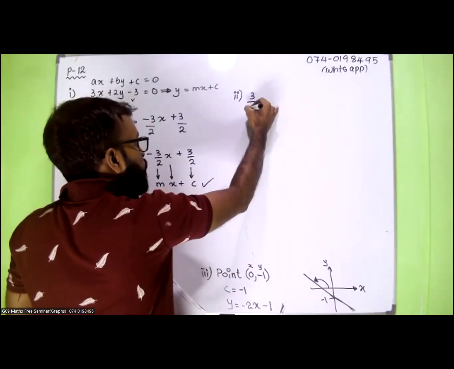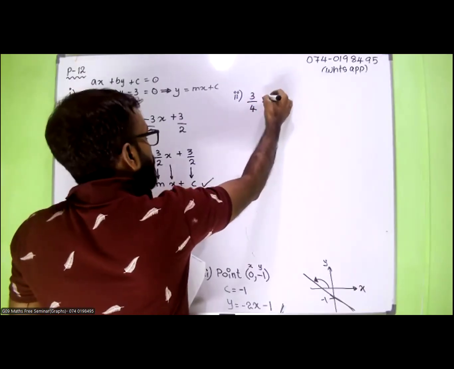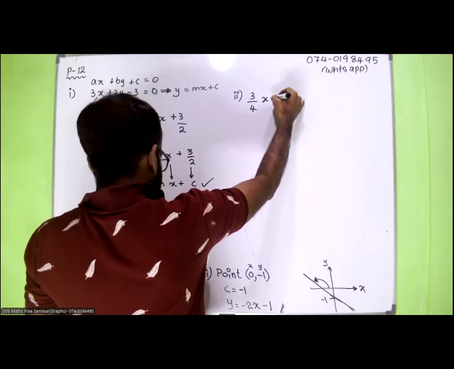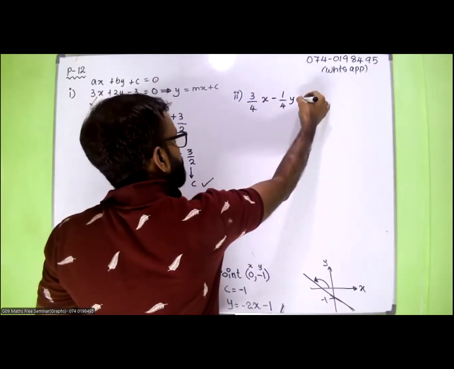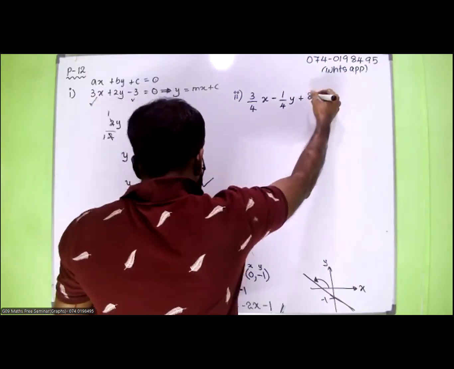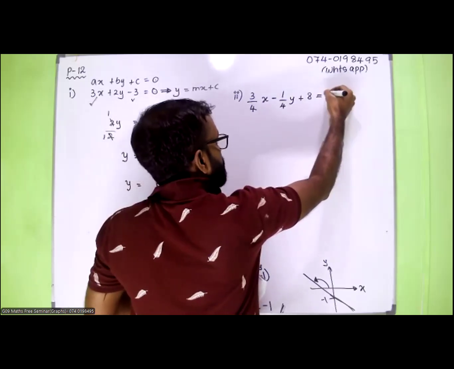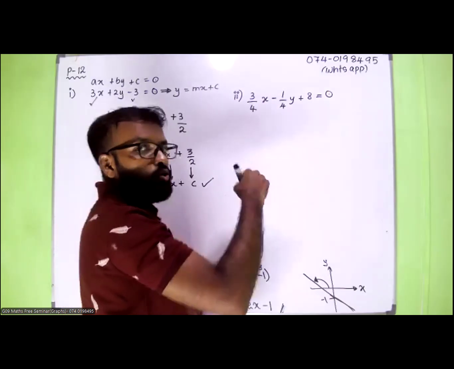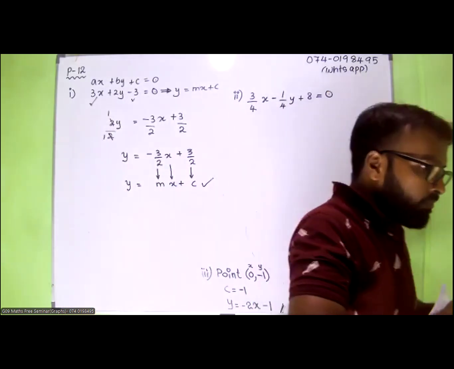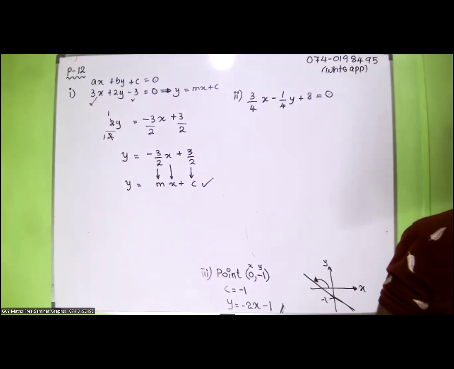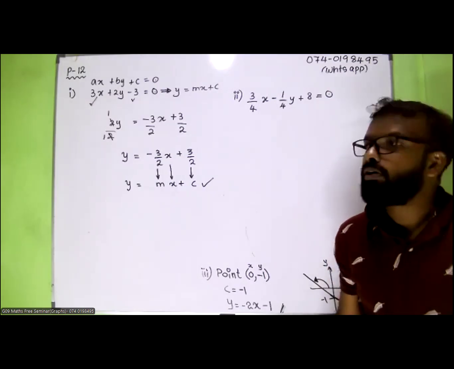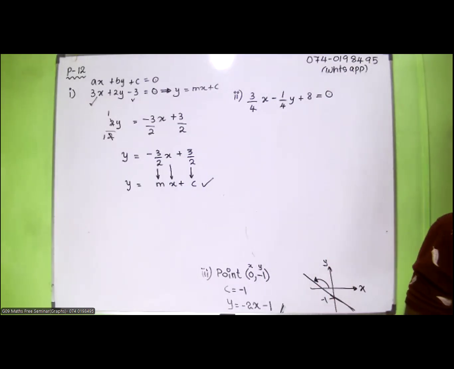3 upon 4 x minus 1 upon 4 y plus 8 equals 0. Please convert this into y equals mx plus c form. I will give you 2 minutes. If you have converted, you can send me the answer.